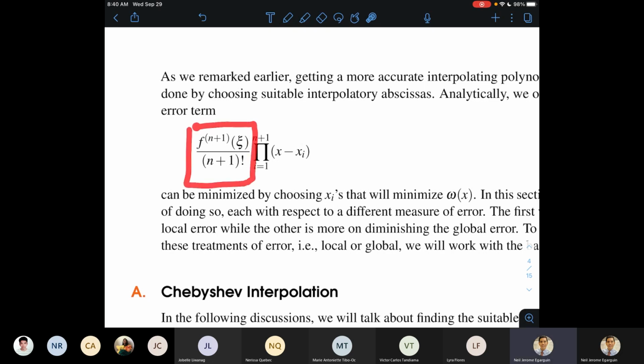So let's look at the first factor. Of course, we cannot do anything about the function f. Kasi yung function f, yan yung gusto nating i-approximate. So that's given in the problem. Now, c is an unknown parameter from AB, and the closed interval AB is also given in the problem. So in this factor, the only thing that we can vary is the value of n.